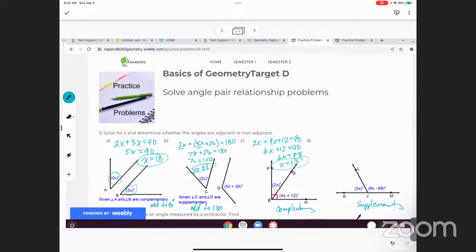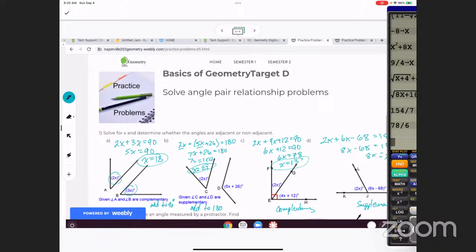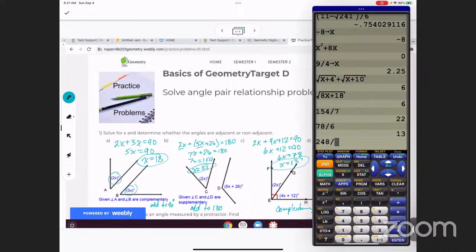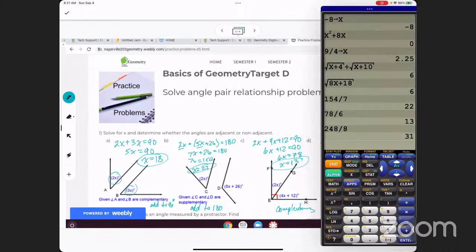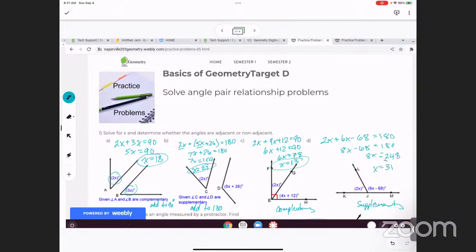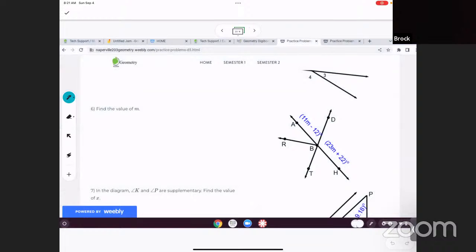Got it. And how about the last one? 2x plus 6x minus 68 equals 180. Good. So 8x minus 68 equals 180. 8x equals 248. 248 divided by 8 is 31. Good. All right, next page.